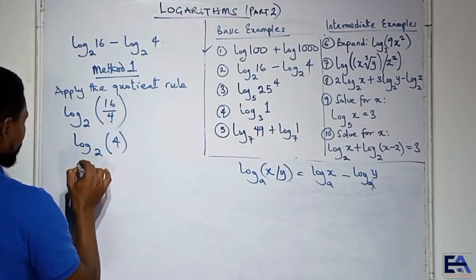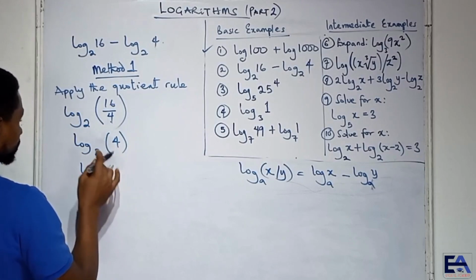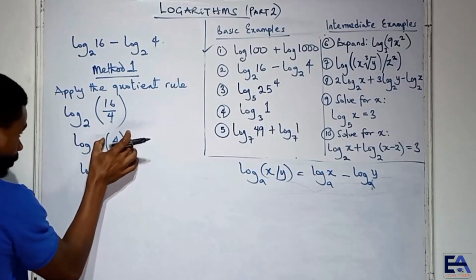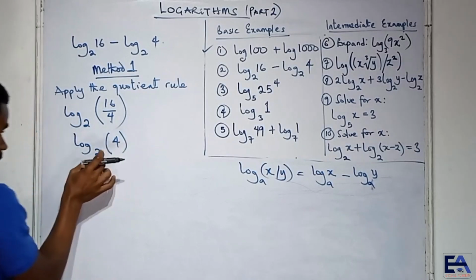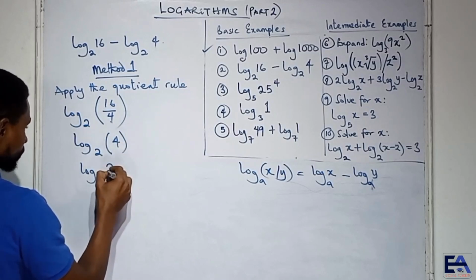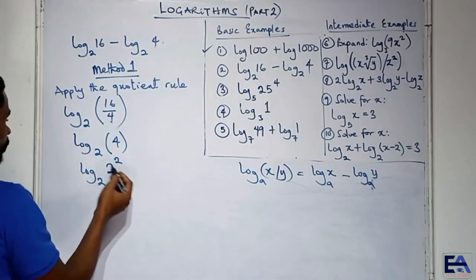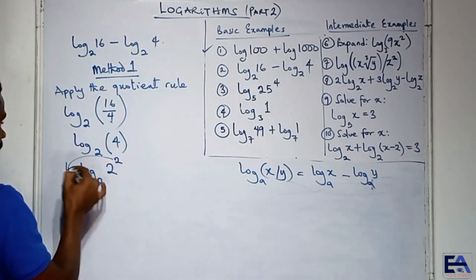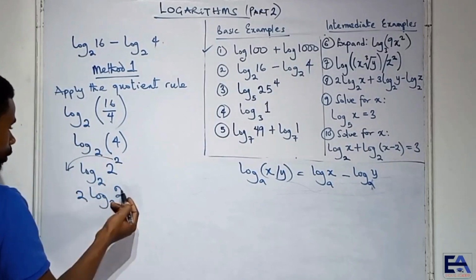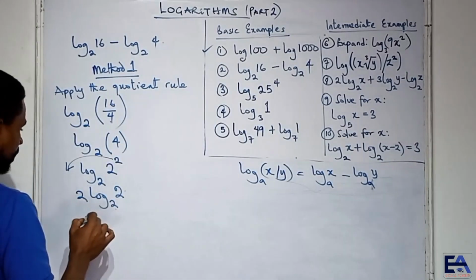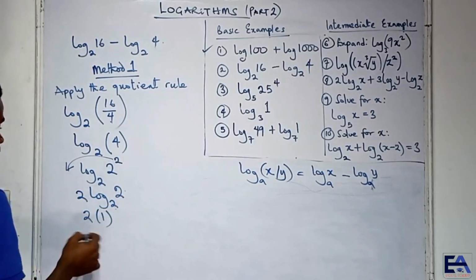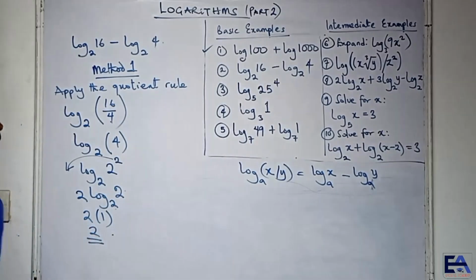Then we now have log, I'm calling the base before this, which is wrong. You call the number before the base. You say log 4 to base 2. So we change this 4 to 2 raised power 2. Applying the power rule, the power will go and multiply the logarithm. So we have 2 log 2 to base 2. And at the end, since the number is the same as the base, the result is 1. So the final answer is 2.